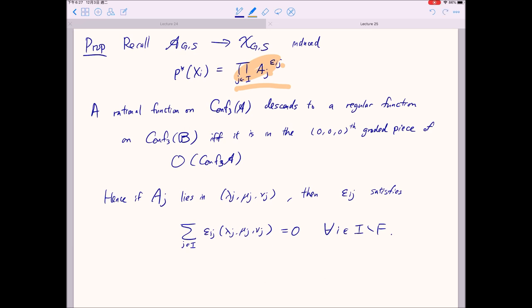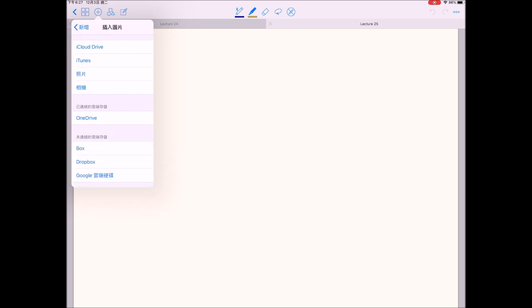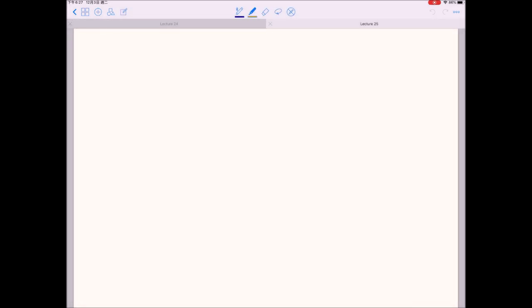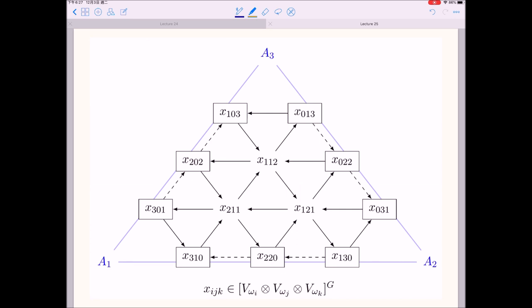And with this, we can finally draw the diagram of the cluster, and it looks like this, which is a very nice triangulation of your triangles. So these x variables will be the phase function and the edge function, and each of the functions lies in the corresponding G-invariant pieces, and the cluster variety structure will be given by this quiver.